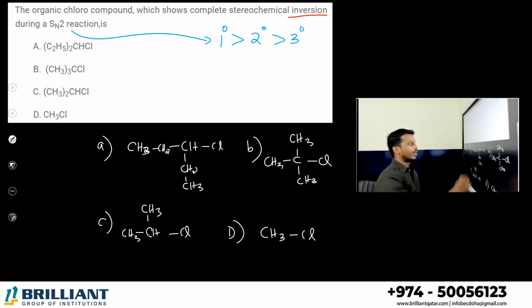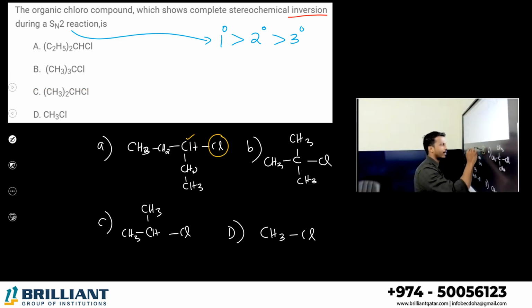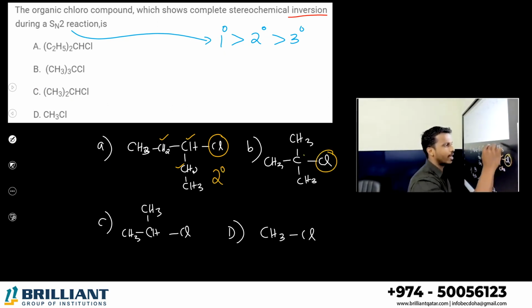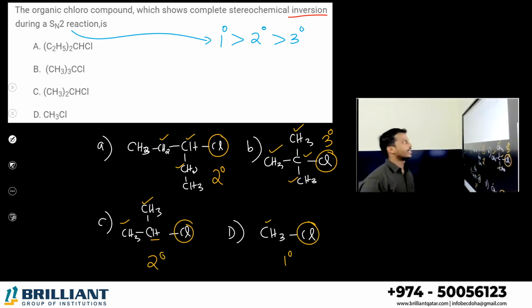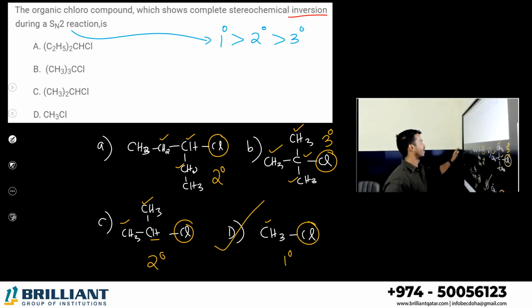Here the chlorine-connected carbon is directly connected to 2 carbons, secondary. Here it is directly connected to 3 carbons, tertiary. Here again 2 carbons, secondary. Here the chlorine-connected carbon is just one, a methyl, primary. SN2 reaction favors less sterically crowded haloalkane. What is the option? D. Correct. The smallest one, D.